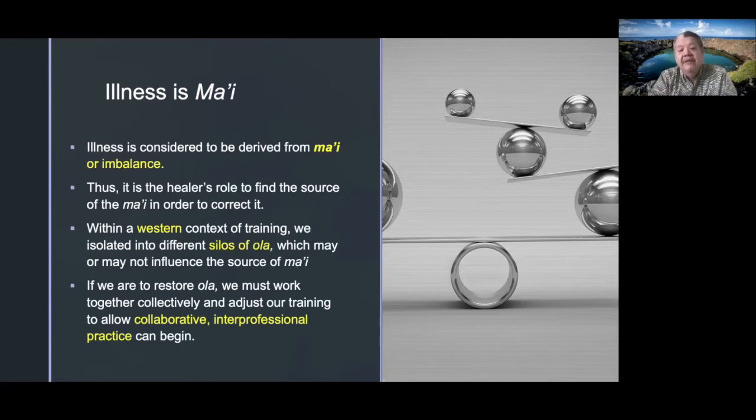And I believe, and this is going to be my thesis hypothesis here, and hopefully throughout the course of my presentation, you will see how we can restore our ola through collaboration and interprofessional practice.